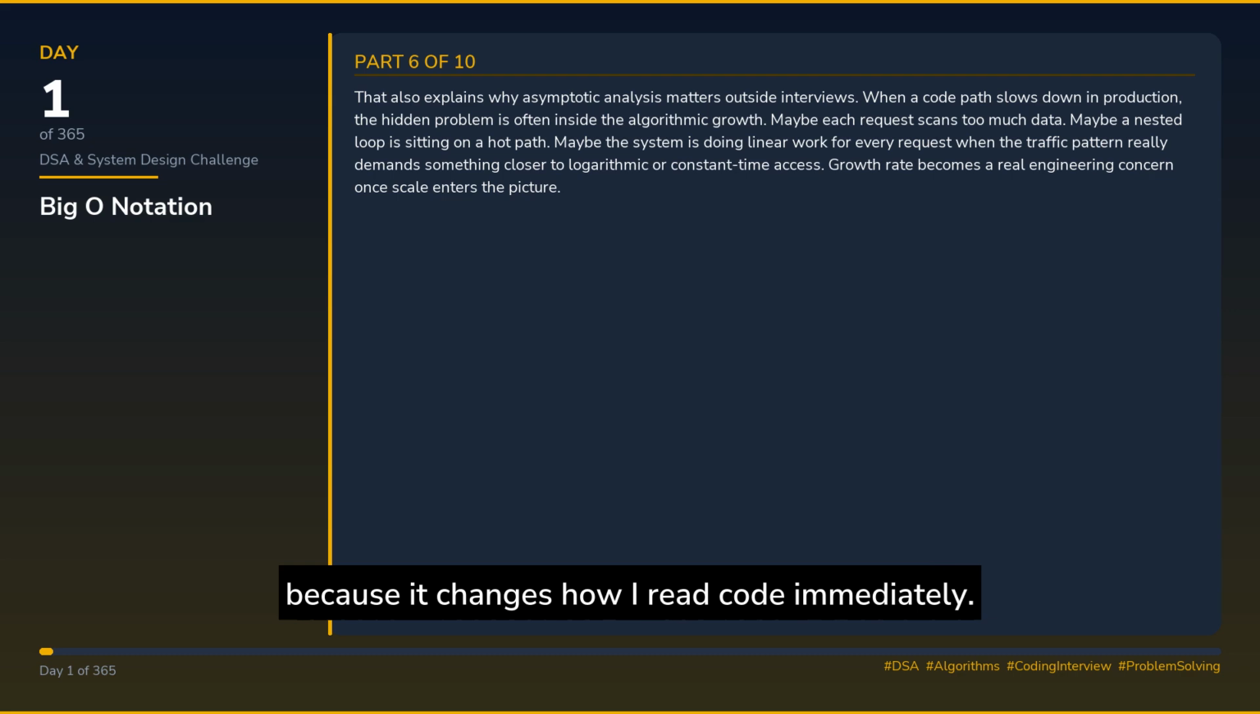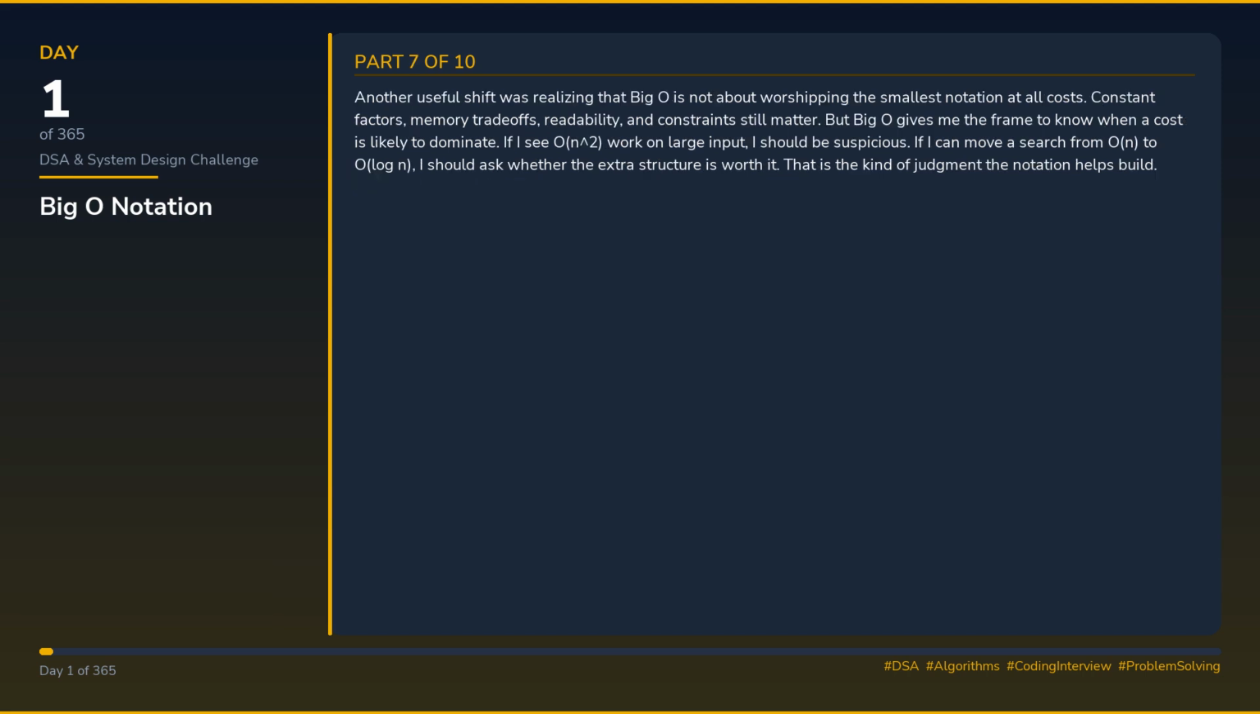That also explains why asymptotic analysis matters outside interviews. When a code path slows down in production, the hidden problem is often inside the algorithmic growth. Maybe each request scans too much data. Maybe a nested loop is sitting on a hot path. Maybe the system is doing linear work for every request when the traffic pattern really demands something closer to logarithmic or constant time access. Growth rate becomes a real engineering concern once scale enters the picture.